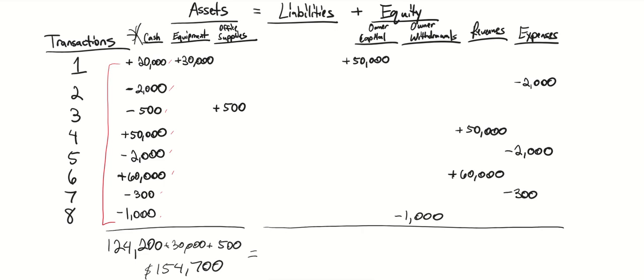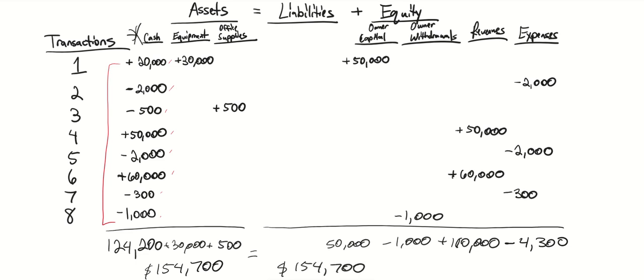Hopefully, fingers crossed. So owner capital, we bring it down. That's plus 50,000. We bring owner's withdrawals down. That's a minus 1,000. Then we bring the revenues down. That's 110,000. And then we bring expenses down. That's 4,300. So when you add 50,000, subtract 1,000, plus 110,000, subtract 4,300, you will get, yes, $154,700. So the left side does equal the right side and vice versa. And that's the goal.